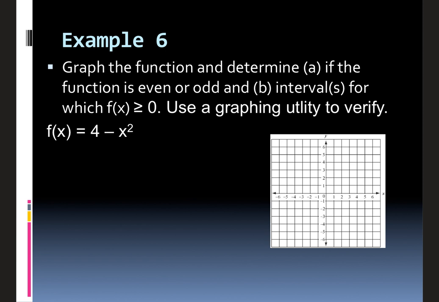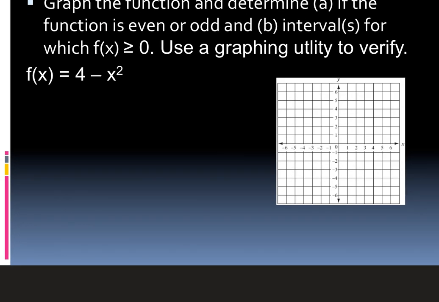All right, let's put all the last things together. It says graph the function and determine if the function is even or odd, and the intervals for which f of x is greater than or equal to 0. And this one says use a graphing utility to verify. So the first thing we're going to do is graph it by hand, and then we're going to verify, okay?